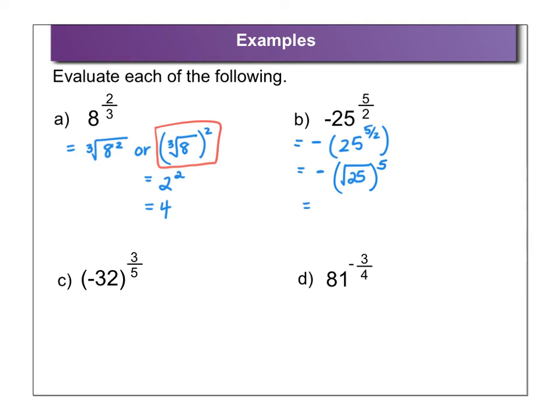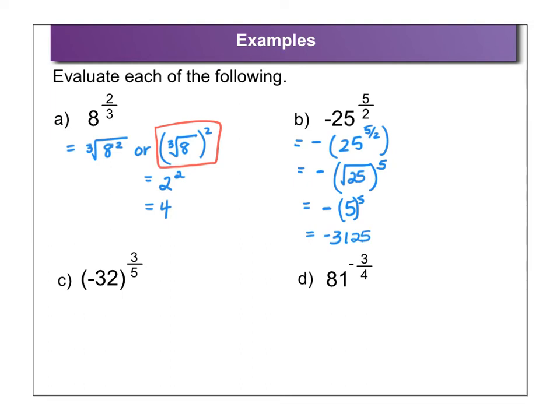So now we can go ahead and evaluate that. So we'll have negative 5 to the 5. If I wanted to keep those brackets in, I could. I just need to remember that still the negative is not part of that base. So our answer will end up being negative 3,125.